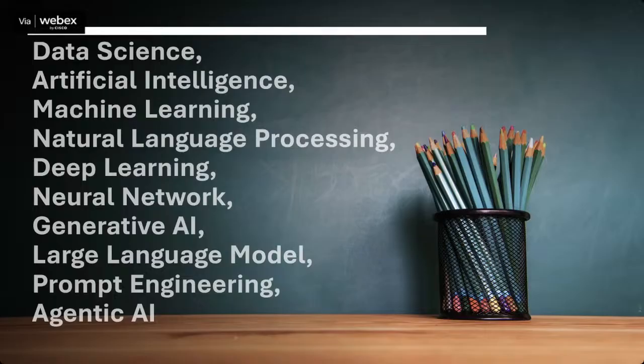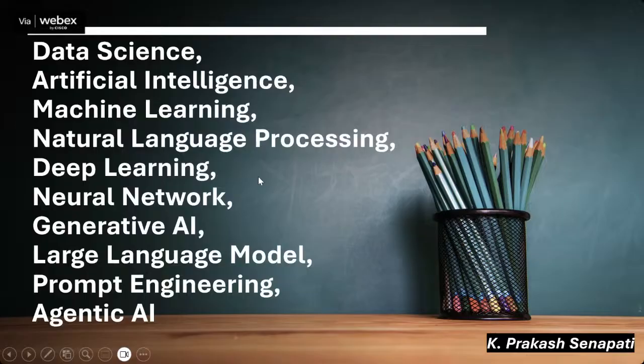I wanted to give clarity. What is data science? What is artificial intelligence? What is machine learning? What is NLP? What is deep learning? What is a neural network? What is generative AI? What is a large language model? What is prompt engineering? What is agentic AI? These are all things you have to understand one by one. So just allow me 10 minutes, I will make a nice presentation about this.